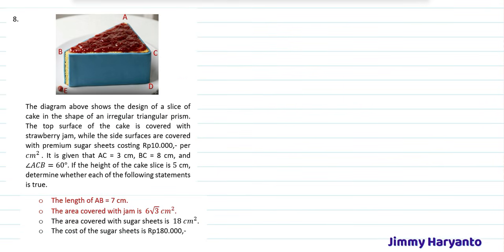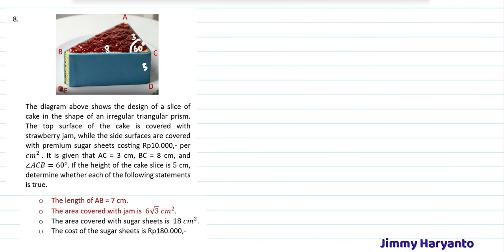For question 8, the diagram shows the design of a slice of cake. The price for sugar seeds is 10,000 rupiah per centimeter square. It is given that AC is 3, and then BC is 8, and then ACB is 60 degrees. Okay, and then if the height of the cake is 5, determine whether the statement is correct or not.